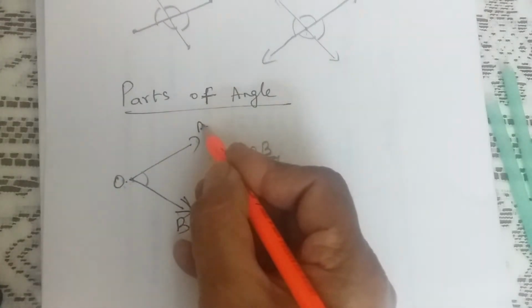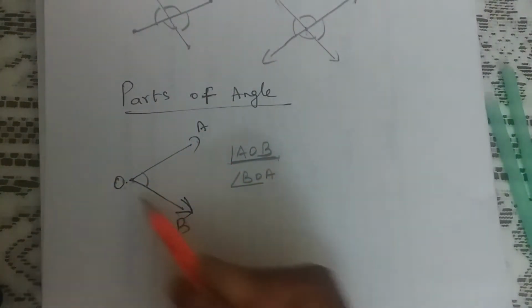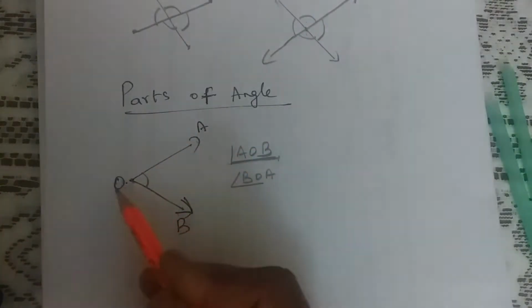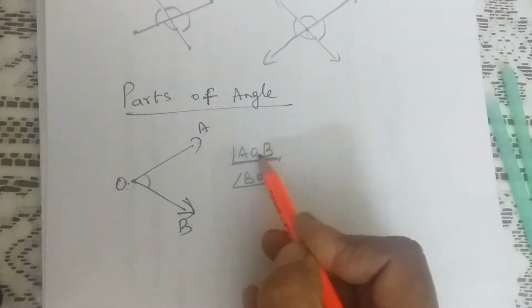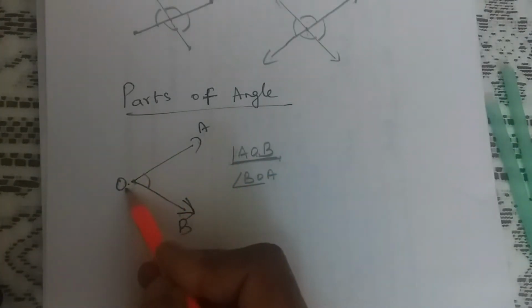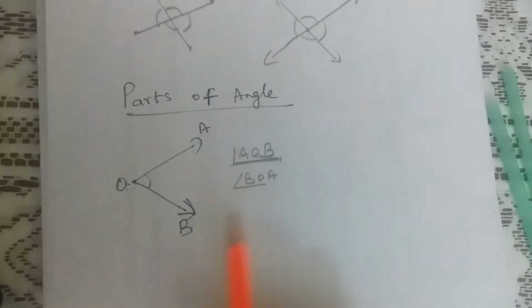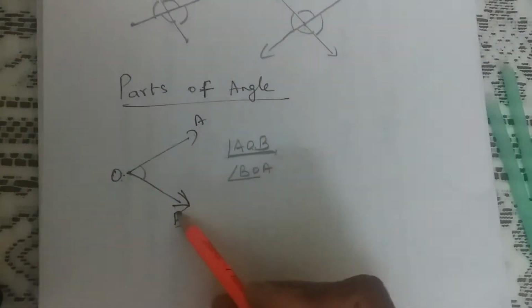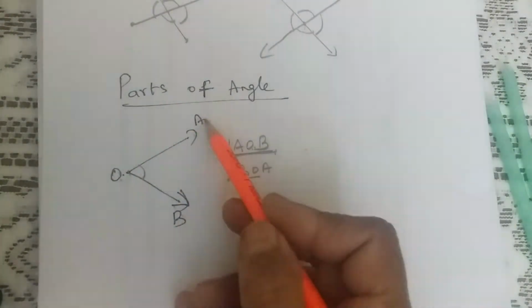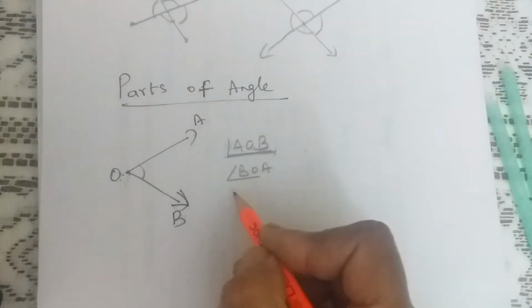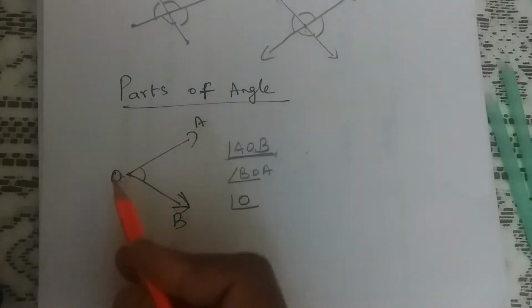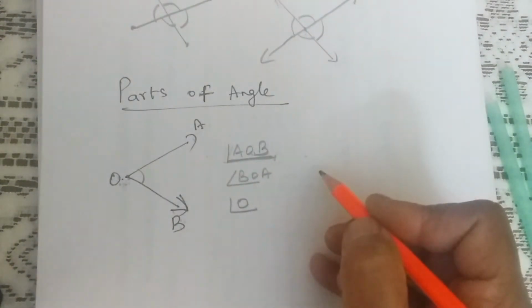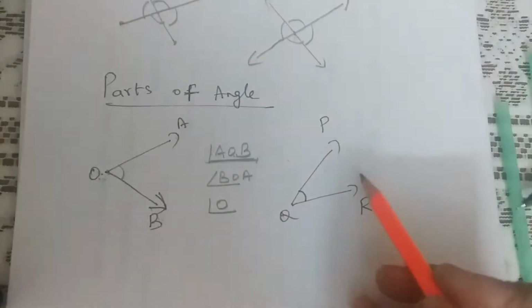BOA. But we cannot name it as ABO or BAO. The point where the angle is formed should come at the center. That should be written at the center, in the middle. We cannot write that in the corner. Okay, that is the only point you have to remember. So AOB or BOA, or we can just write the letter which is at the center, only O. This way also we can name it, angle O. Now we'll see one more example. Now look at this figure. How is it named?